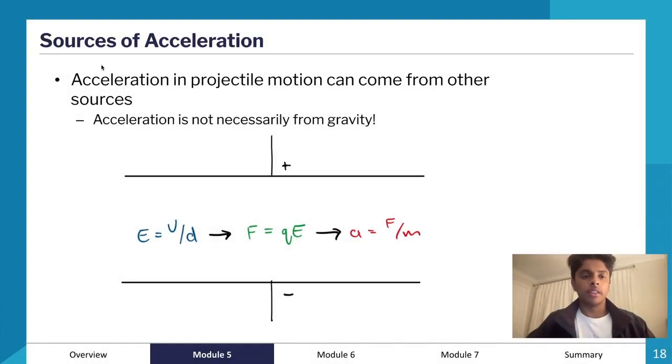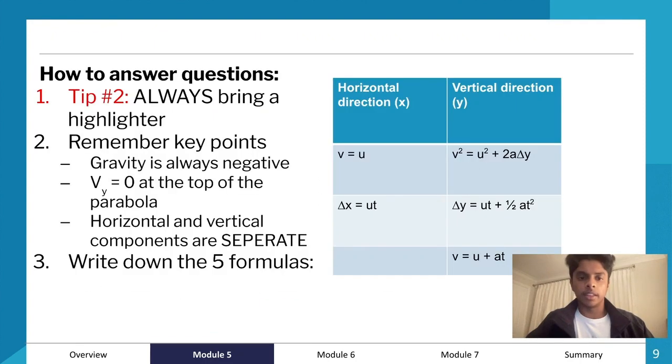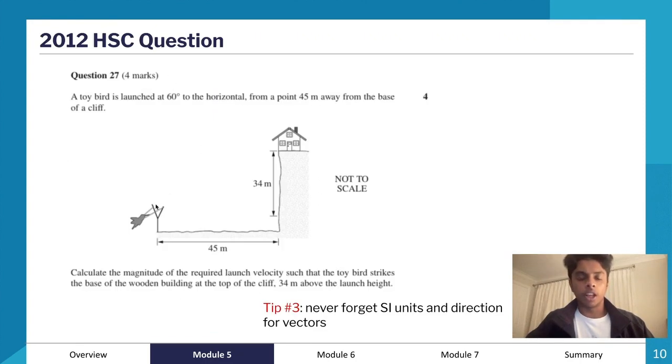We can now look at the sources of acceleration. Acceleration in projectile motion can come from other sources as well. Questions aren't just going to be like what we had before, where a toy bird or a projectile is launched, because in this case the force is acting as gravity.